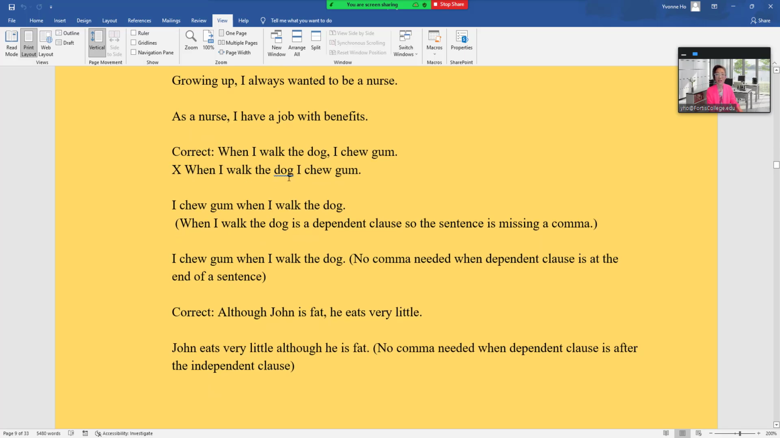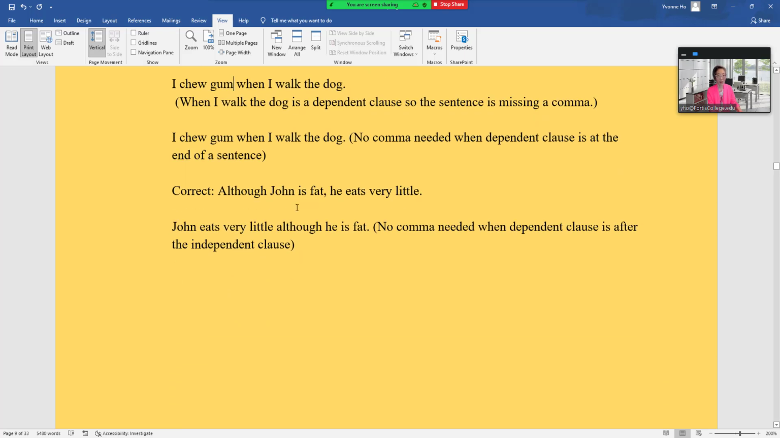So what's wrong with this sentence? "When I walk the dog" needs a comma. And then it's correct. And you see the squiggly line go away. "I chew the gum when I walk the dog." Here you do not need a comma.